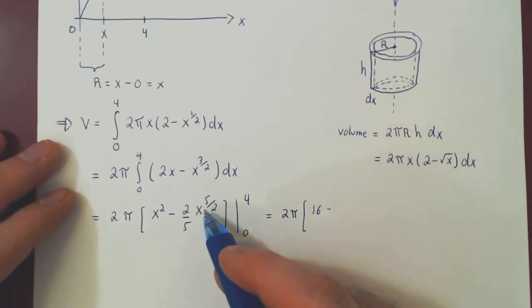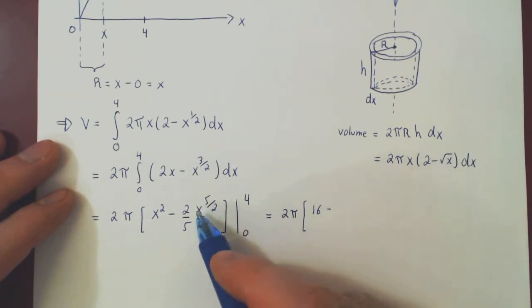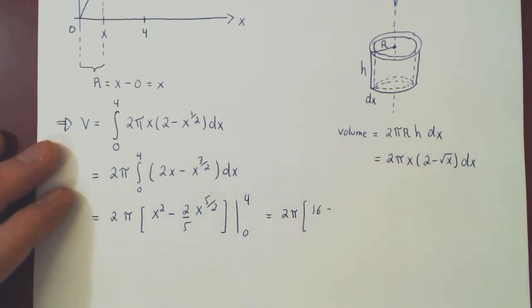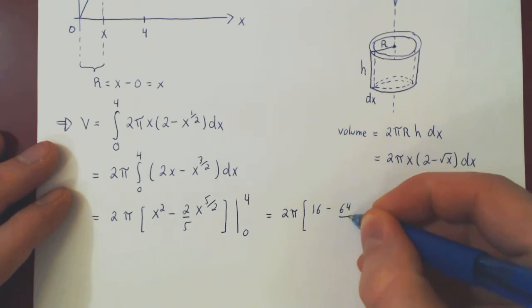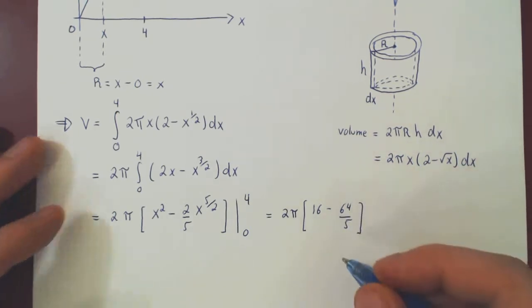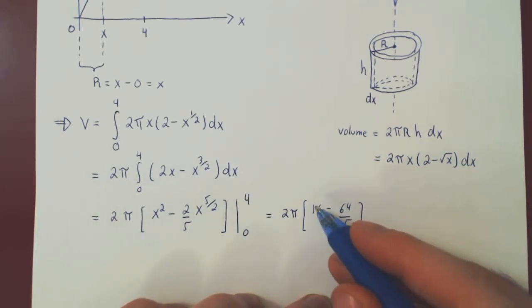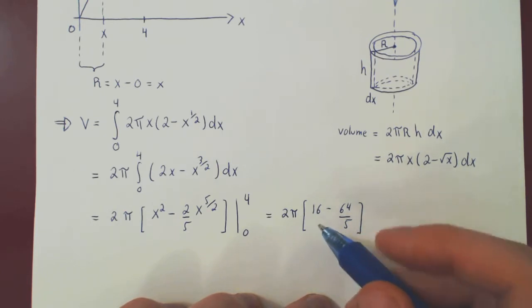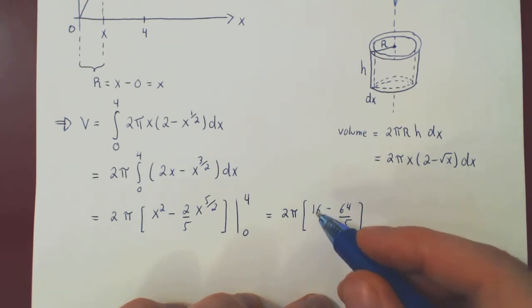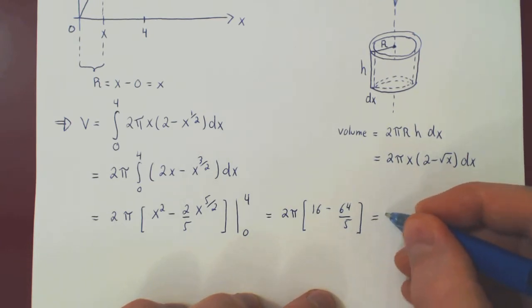But here, let me evaluate first 4 to the 5 over 2. Take the square root first. Square root of 4 is 2. 2 to the 5 is 32. 32 times 2 is, of course, 64. Well, to simplify, we must put 16 over 5. Multiply by 5 over 5. 5 times 16, of course, is 80. So you have 2 pi.